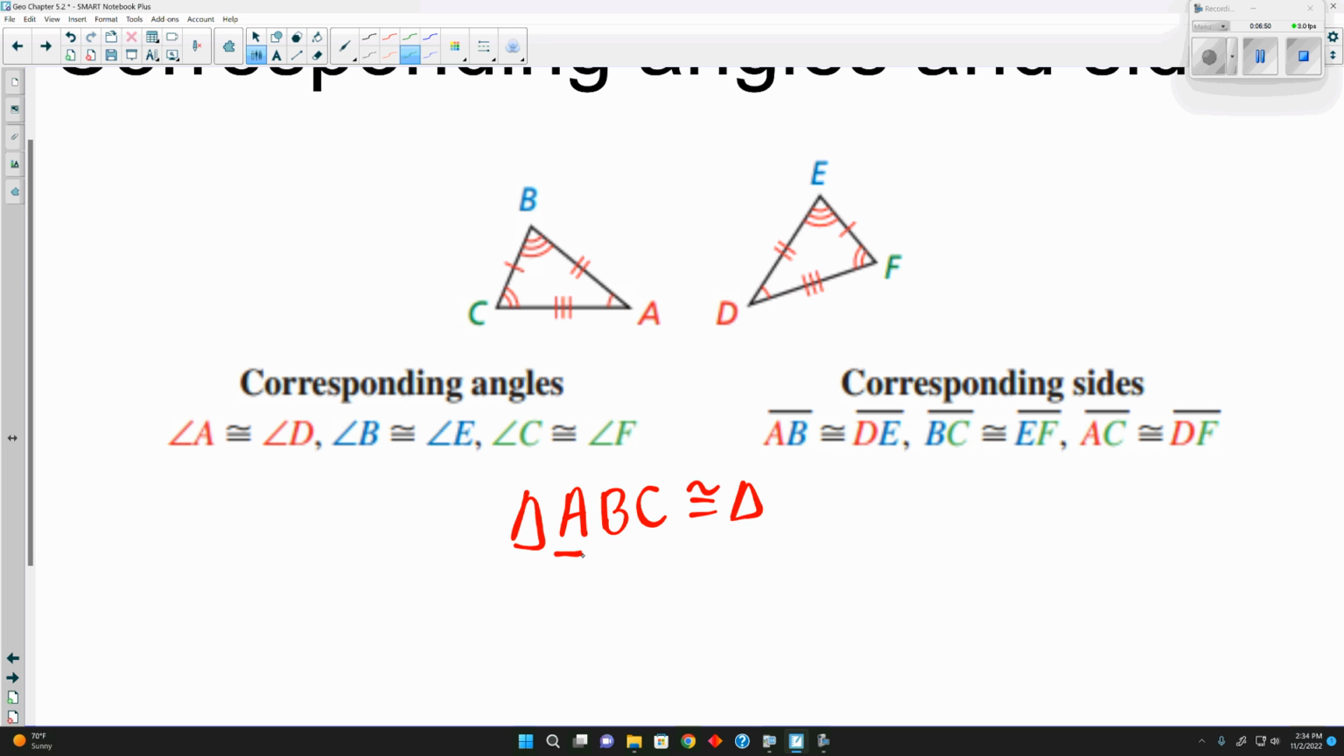A is congruent to D, because the second part of the congruency statement has to match. Since I started with A, I'm going to have to start with angle D. Now the next letter we went to was B, so what angle is congruent to B? The next one on the other statement has to be E, and the last one has to be F. Our congruency statements are going to follow the same path.